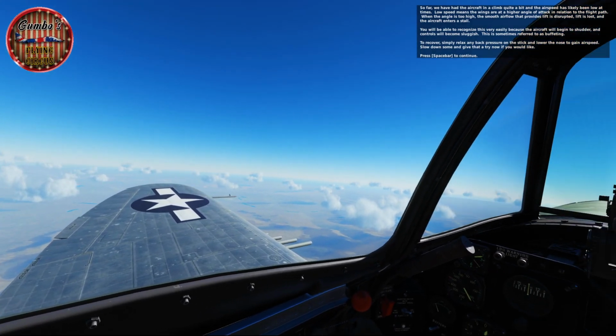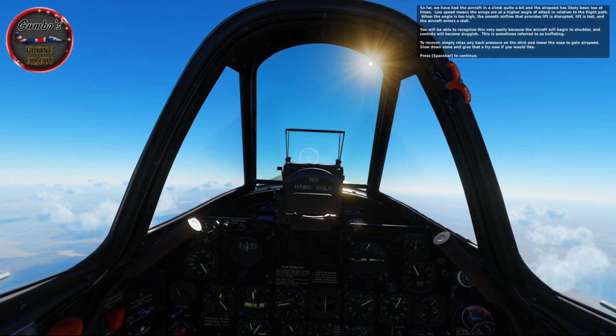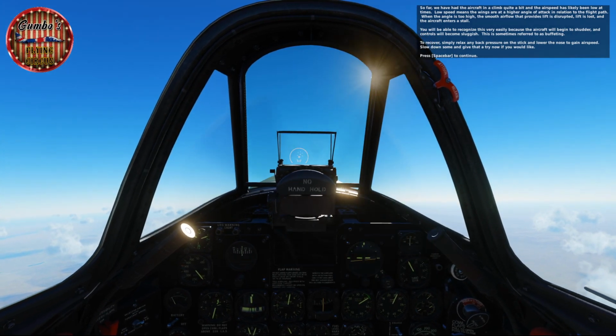To recover, simply relax any back pressure on the stick and lower the nose to gain airspeed. Slow down some and give that a try now if you would like. Press spacebar to continue.